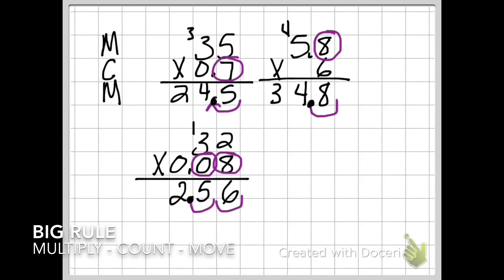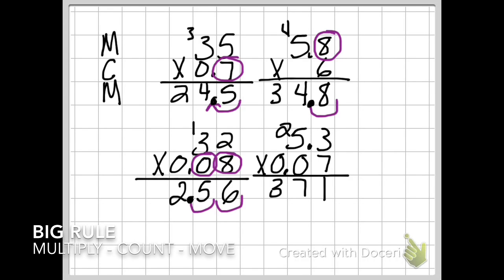All right. Let's do one more here. Let's see what happens if I have both numbers as decimal numbers. So I've got 5 3/10 times 7/100. Again, my rule is still multiply, count, then move. So I'm going to multiply first. 7 times 3 is 21. Put my 1 down. Carry my 2. 7 times 5 is 35, plus 2 more is 37.